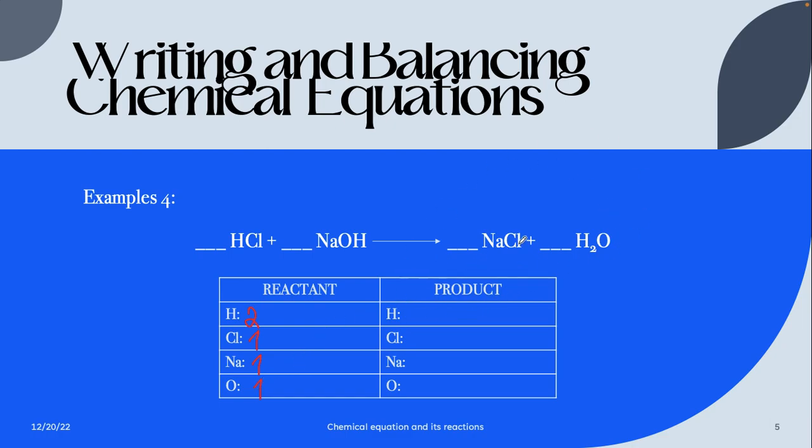And let's take a look at the product side now. Hydrogens, we have 2 hydrogen. We have 1 chlorine, 1 sodium, and 1 oxygen. If we take a look at this, all of them are the same. So we don't have to do anything here because this equation is already balanced. All right? So we don't have to put anything on these ones because they're simply 1, and it should already be known that all of them are 1. Very well. Let's take a look at another example.